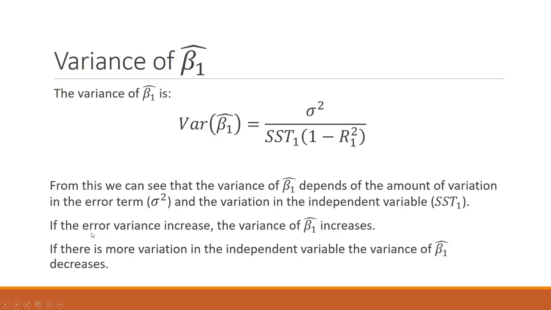Okay, so if the error variance increases, that means if the amount of variation in the error term increases, then the variance of beta 1 hat increases. We just look at the fraction, we can see that. As sigma squared goes up, the variance of beta 1 hat goes up. If there's more variation in the independent variable, the variance of beta 1 hat decreases. That is SST. So as SST goes up, so if there's more variation in the independent variable, then SST will go up. And as SST goes up, the variance goes down.